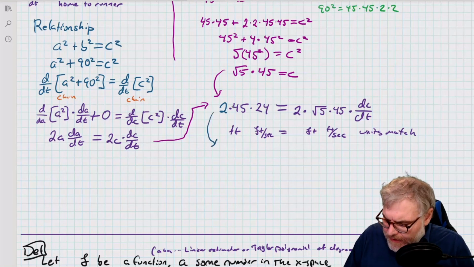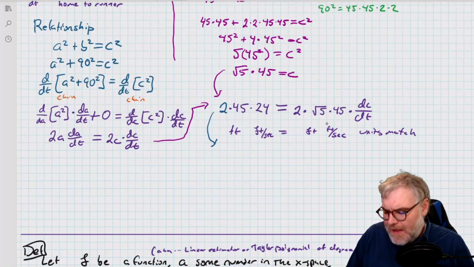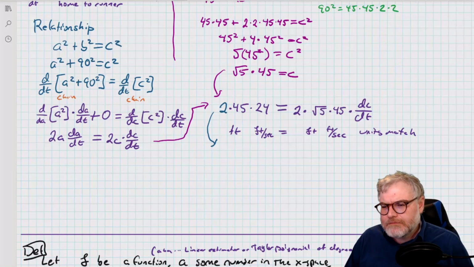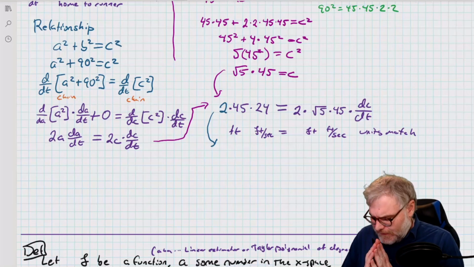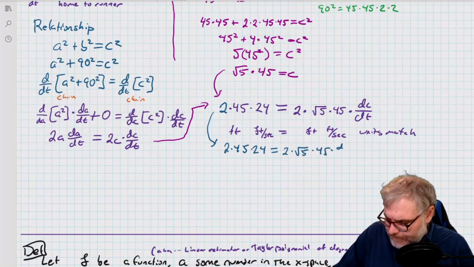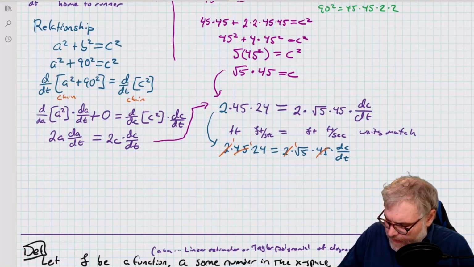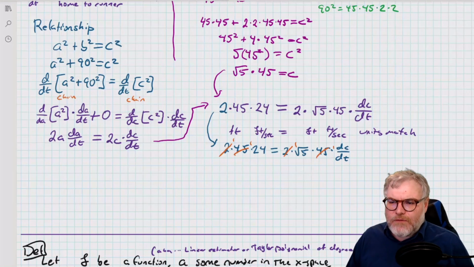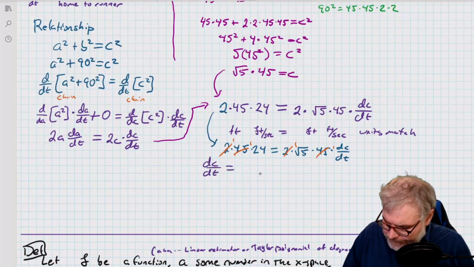Okay, so now what's going to happen? The 2s are going to cancel, and look at that, the 45s cancel. I love it when that happens. Look at all those beautiful things that cancel. These both become 1s, the 45s cancel, and what I'm left with is 24 over the square root of 5.